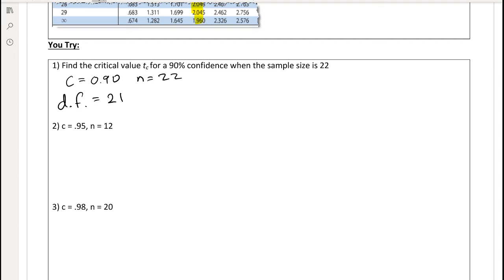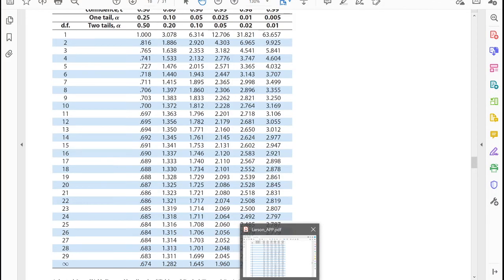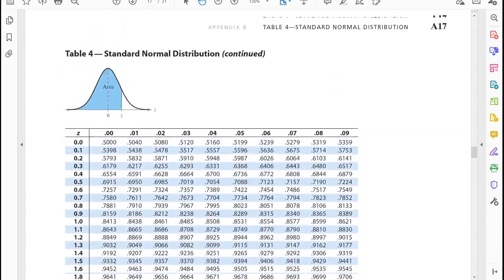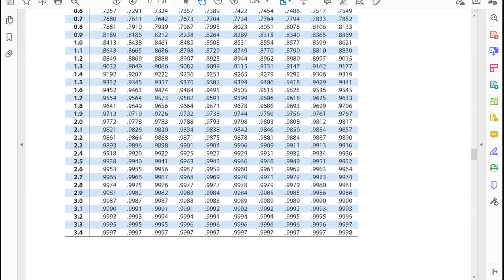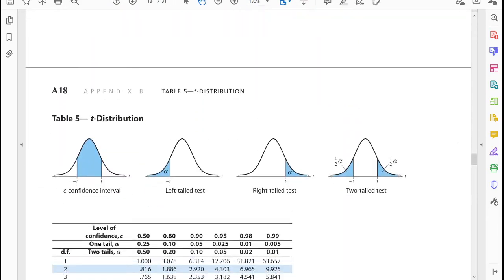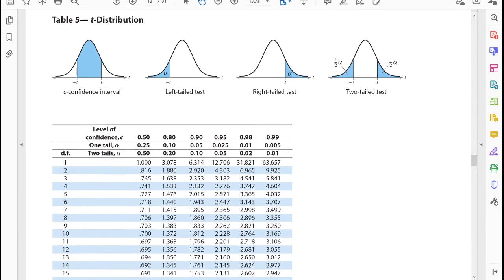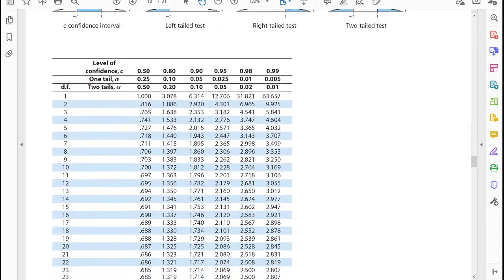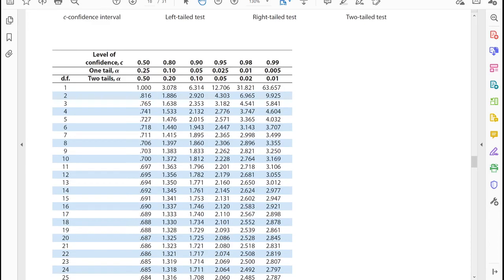I'd simply go to my T chart, and I'll have the T chart in Canvas for you. It's actually already there. You already know that pages 16 and 17 are your normal distribution. Just go to page 18, and that will give you the chart that you need to look up.